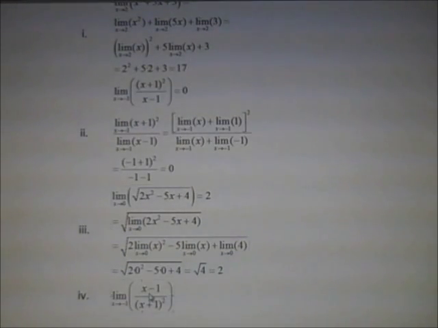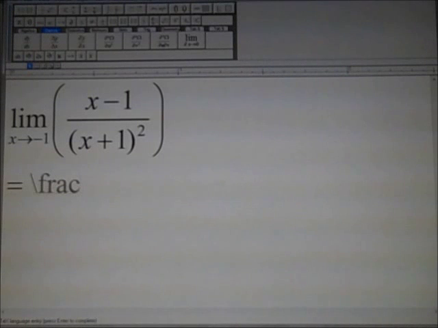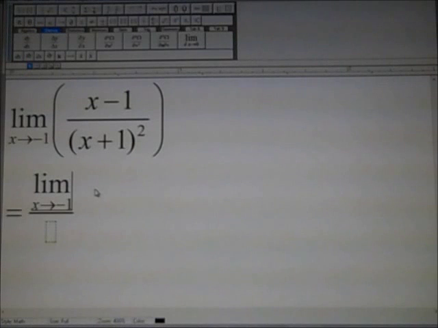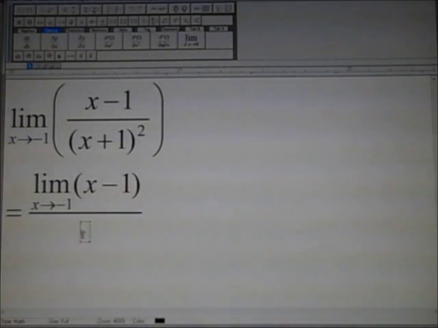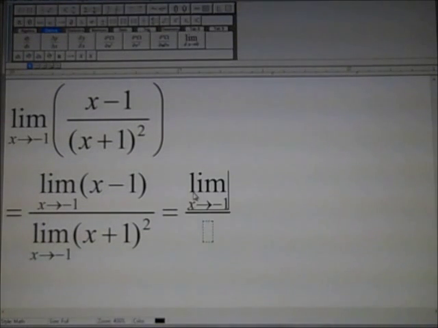Okay, now let's look at this last one. Here I have a quotient, so I'm going to try to break this up as a quotient. So I'm going to have 2 parts of it. The first part is going to be the limit as x approaches negative 1 of my top one. And the second one is going to be the limit as x approaches negative 1 of my bottom. Now let's look at the bottom for a second. I'm going to leave the top as it is because I think we're going to see something interesting on the bottom. So this is still x minus 1 on the top.